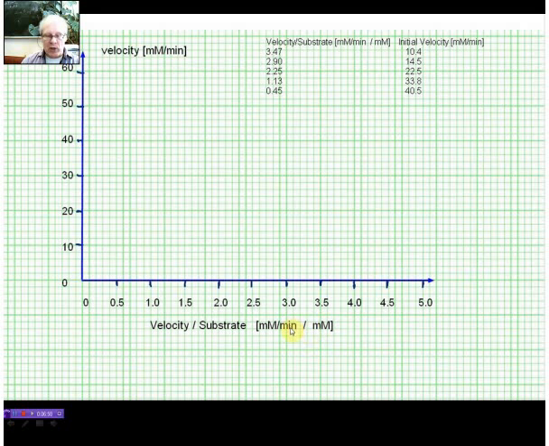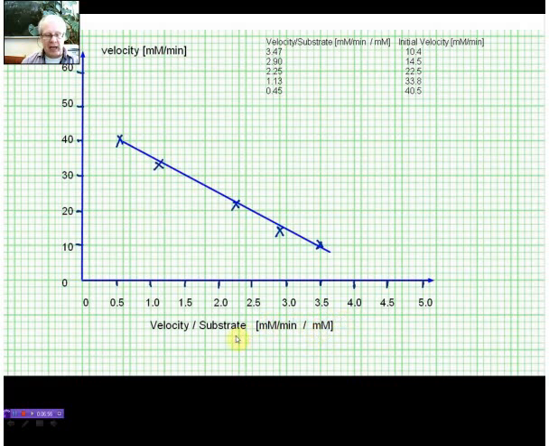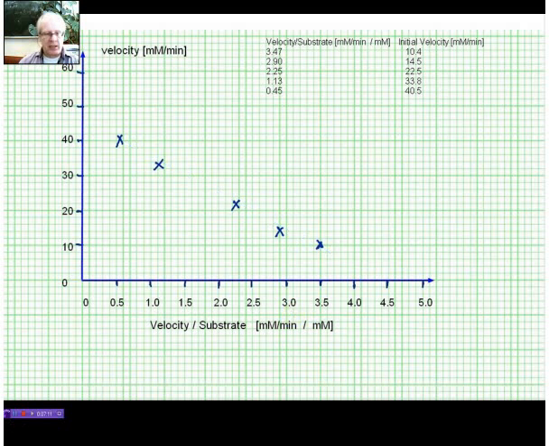Of course, without any problems, we could cancel the millimolar, and for velocity divided by substrate we would get the unit of per minute, sorry. Anyway, let me quickly go back to that.